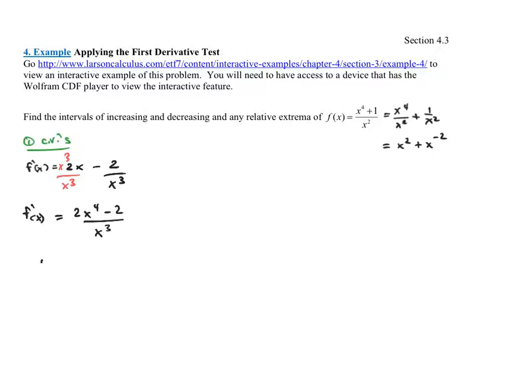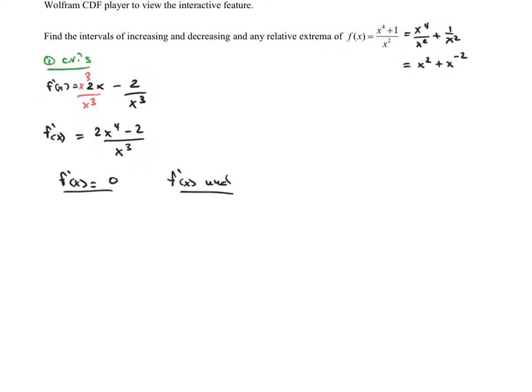Okay, so to find those critical values, I need to find when is the first derivative equal to 0 and when is the first derivative undefined. That's how I find my critical values. So let's start with the first one. F prime of x, 2x to the fourth minus 2. A fraction is equal to 0 when the numerator, 2x to the fourth minus 2, is equal to 0. Well, we have to be really, really careful on this one. First thing I'd do is divide everything by 2, and if I divide everything by 2, I'd have x to the fourth minus 1 equals 0.